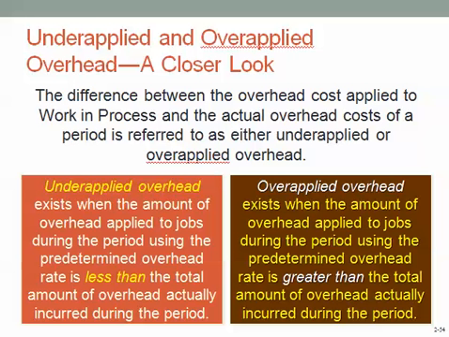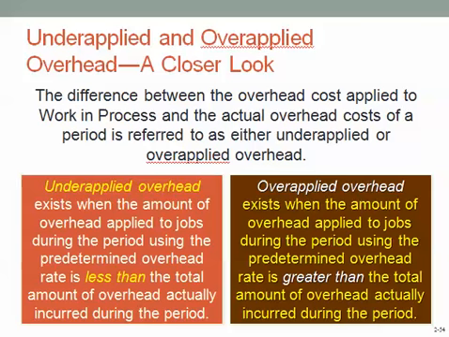Again, if a company applies overhead using a predetermined overhead rate, it's unlikely that the actual overhead will equal the applied overhead. We have underapplied overhead if the amount of overhead that we apply to a job during a period is less than the total actual overhead incurred during the period. On the other hand, we have overapplied overhead if the amount that we apply to jobs is greater than the actual amount of overhead we incurred during a period.